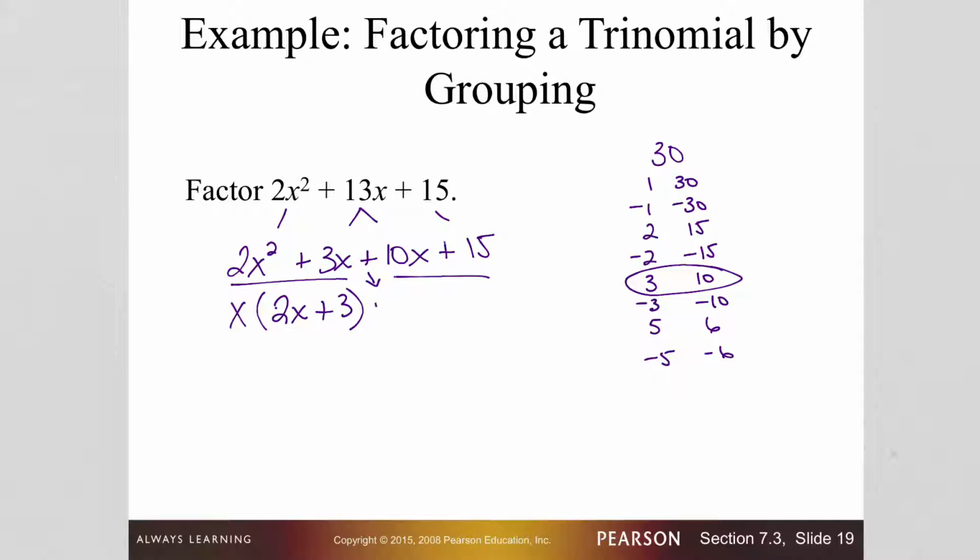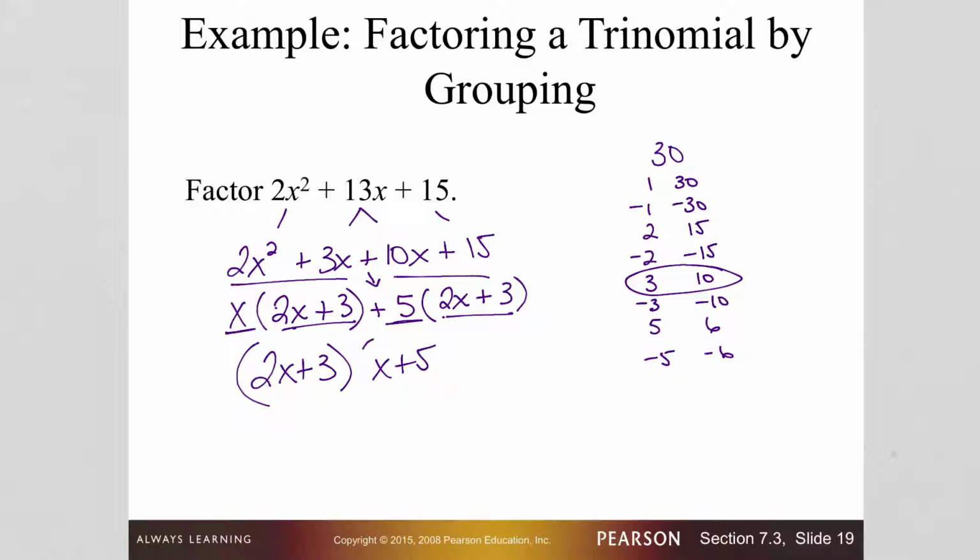This is a plus, so I'm going to bring down a plus. These two things have a 5 in common. What times 5 will give you 10x? 2x. What times 5 will give you 15? Plus 3. This matches this, so I can factor out 2x plus 3, and I'm left with x plus 5. And that's it. This is factored.